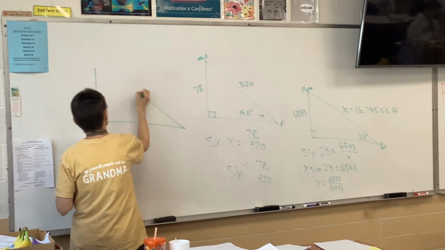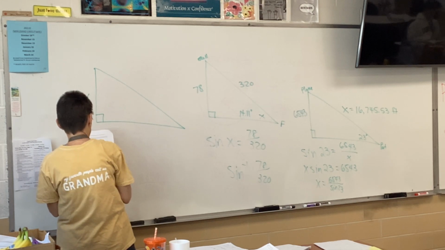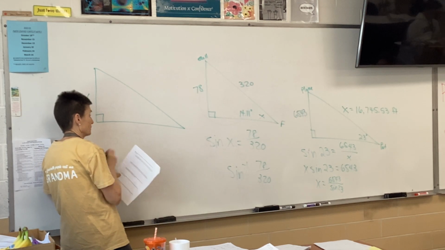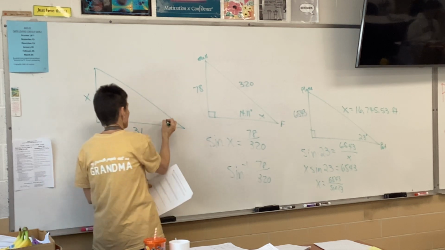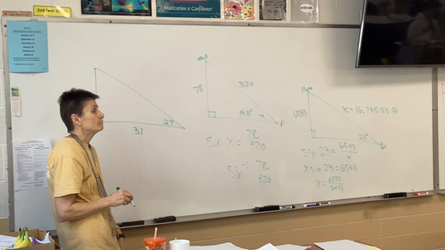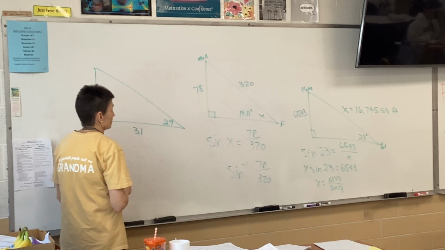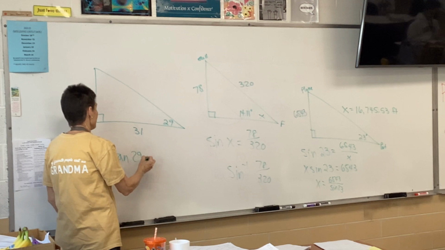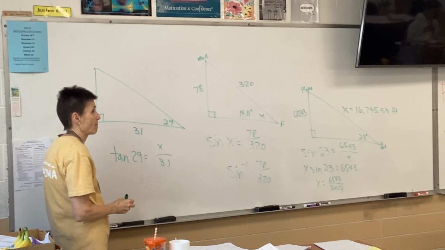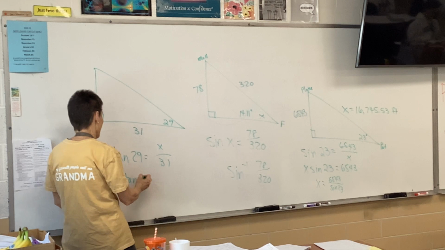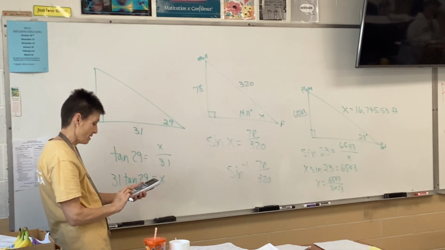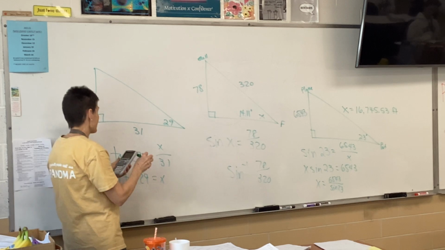Find the height of a flagpole that makes a shadow 31 feet long. Where does that go? 31 feet long on the shadow. Bottom. Angle of elevation is 29 degrees. Sine, cosine, tangent. Tangent. Tan 29 equals opposite over adjacent. So 31 tan 29. And you're done. You don't have to do anything else with that. Just type it in. 31 tan 29. 17.18 feet.